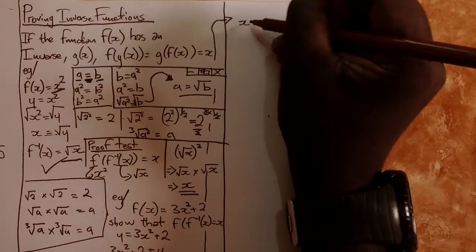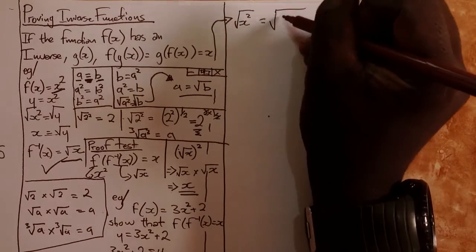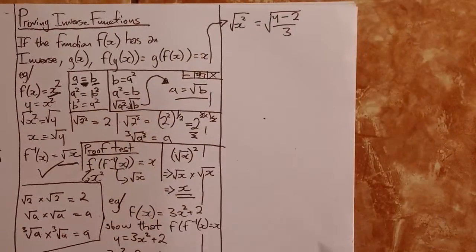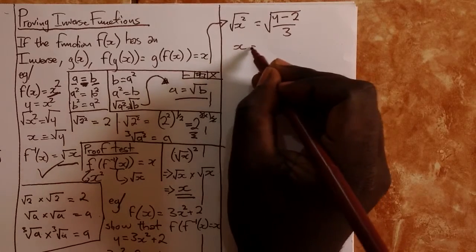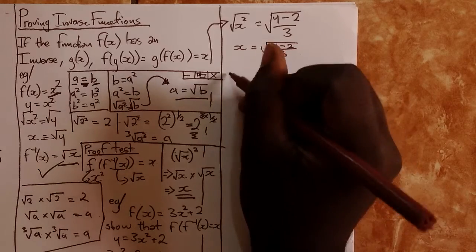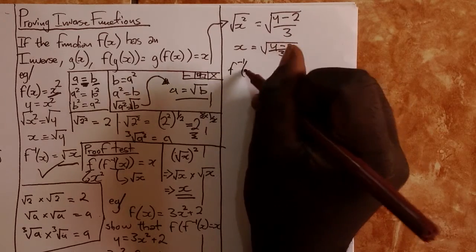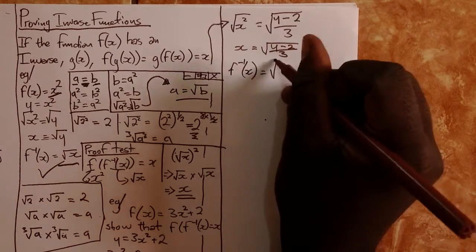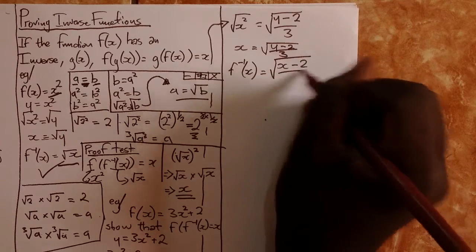So we get the square root of x squared is equal to the square root of everything there. And we already saw that the square root of x squared will just be x. So x is equal to the square root of (y minus 2) over 3. And replacing x and y, we have the inverse function is equal to the square root of (x minus 2) over 3.